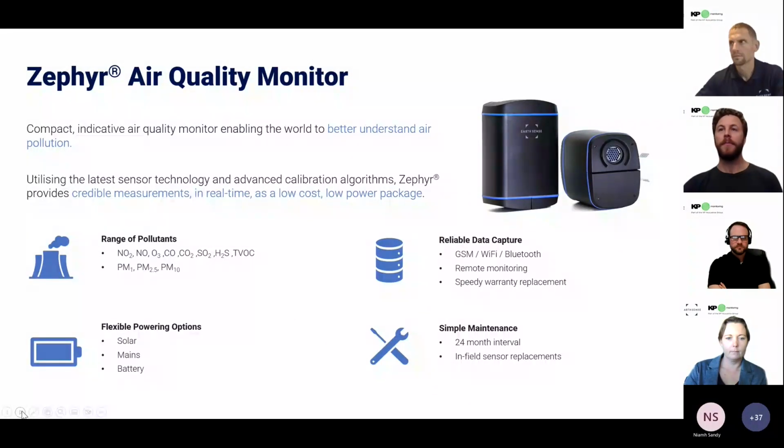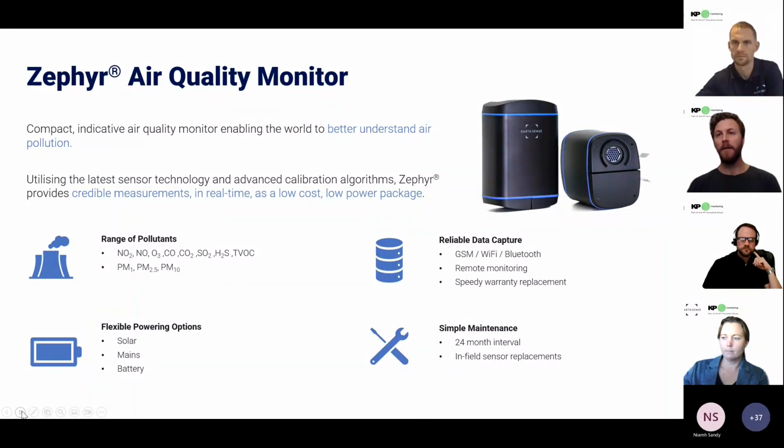battery. Another part of our package is how we ensure reliable data capture. So every system comes with a range of cellular communications. So we cover GSM, Wi-Fi and Bluetooth. We have a team of engineers who are continually monitoring the data. So we're raising alerts to clients where there might be issues with comms, power, or data quality. And if there ever is a fault which we need to replace with an instrument, we ship a new instrument to be swapped out at site, all ensuring that data capture is as high as possible.